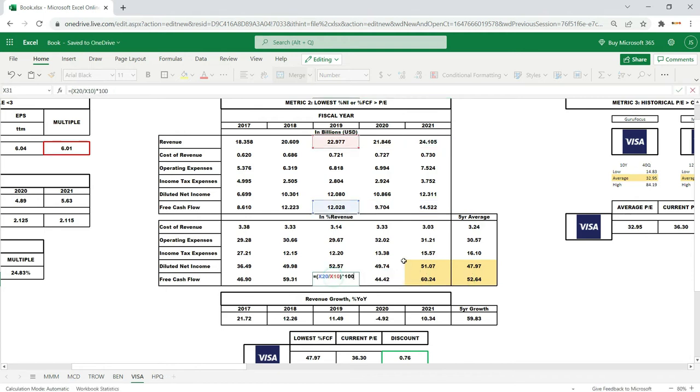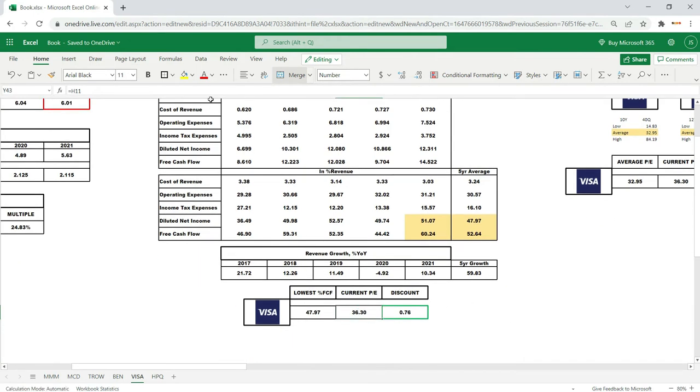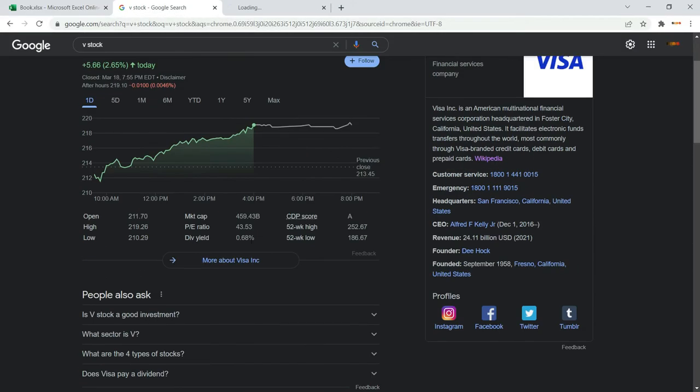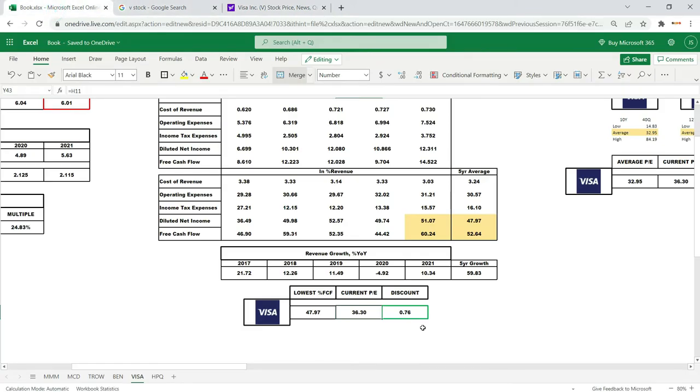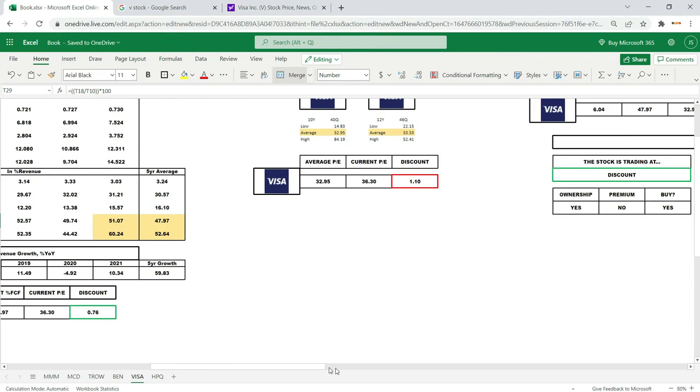This metric tells us whether the stock is trading at overvalued, fair, or discounted prices. Of the four highlighted values, we'll use the lowest margin to divide our current PE. We'll use 47.97. Take note of 36.49, because I used that as the basis of my PE assumptions. The PE I used here is 36.3. This is Yahoo Finance's PE, because if you Google Visa, their PE is misleading and wrong at 43.53, because they use a wrong EPS. You'll see here Visa is trading at discounted prices. Now, of course, as value investors, we want a margin of safety. That's why I use 36.49 here in my assumptions.